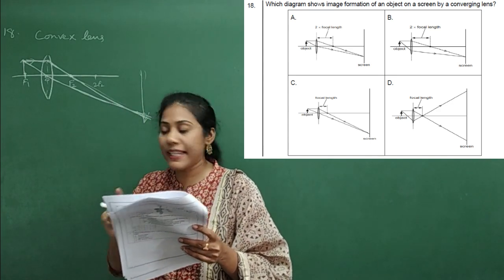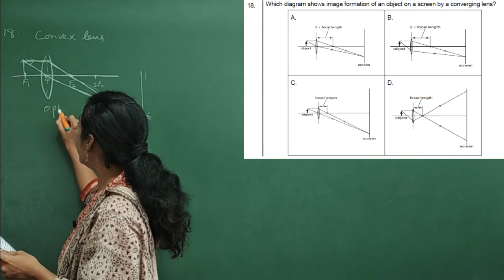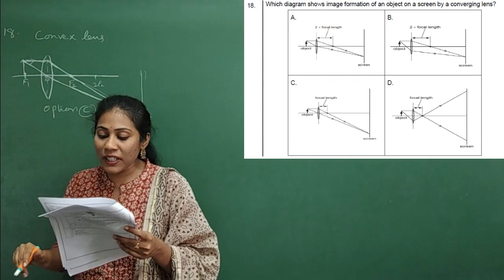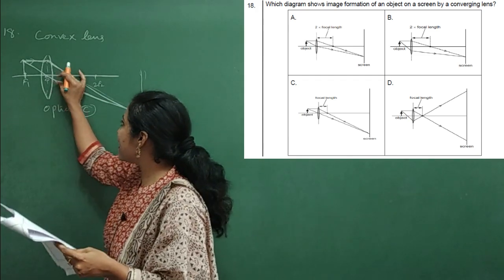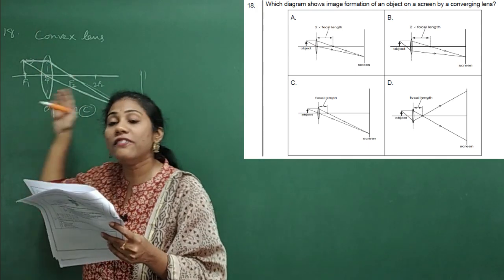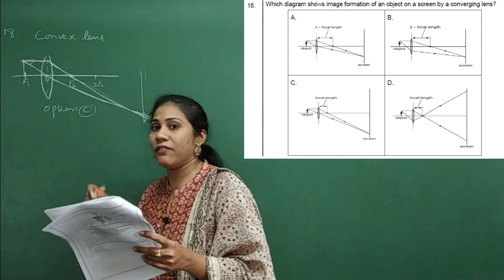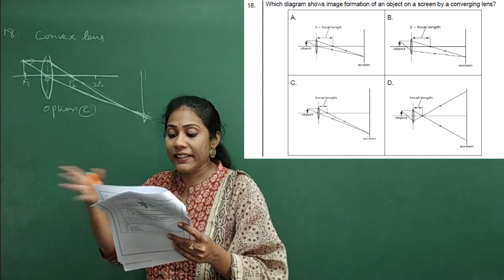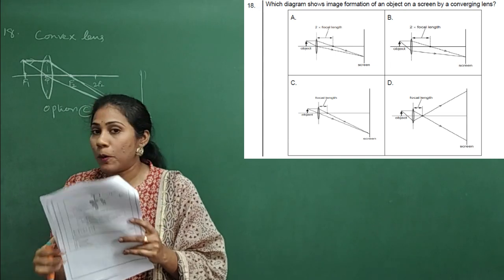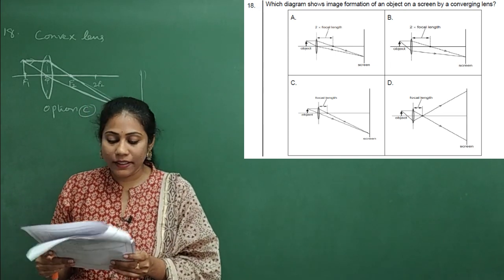So option C is correct. So which is correct here? Option C is correct. Coming to option D, guys, the rays must meet, but here the divergence of rays took place. It's a converging lens. The rays must converge, but there it was divergence. So that's a wrong ray diagram. Option D is wrong. So option C is correct, right?